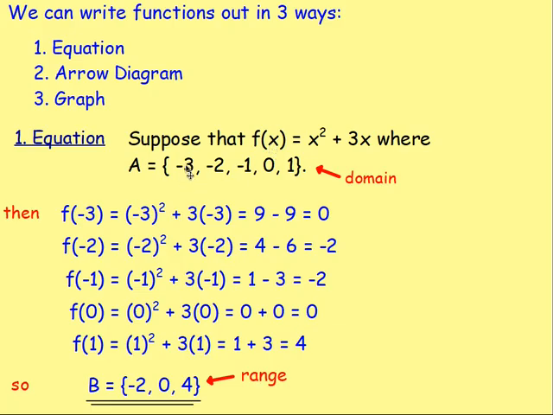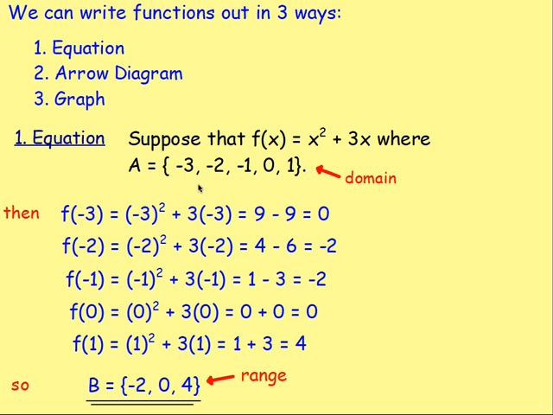So if we put in -3, well, we would replace the x with -3 on the left, so we do the same on the right. So we'd have -3 squared plus 3 times -3. And you get out your range, the result. So you get out 0 if you put in -3, and if you put in -2, you get out -2.